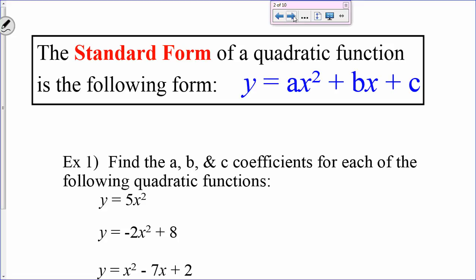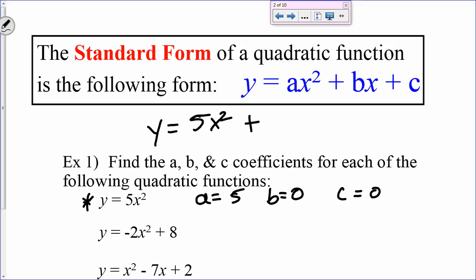Okay, so a, the coefficient of the x squared term, is 5, b is 0, there is no x term, as well as no constant, so we say that c is also equal to 0. Okay, identifying a, b, and c will be key for us. Again, if you'd like to think of why b and c are 0 here in this first example, we can think of this as y equals 5x squared plus 0x plus 0.